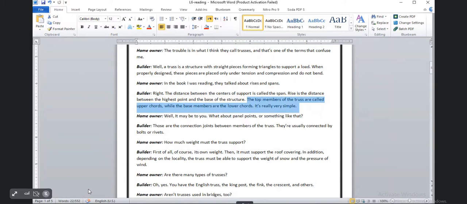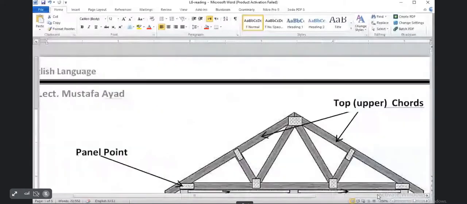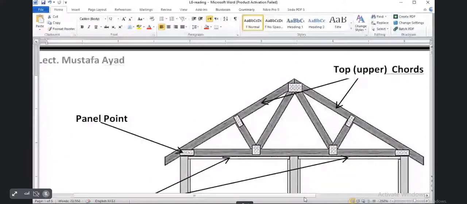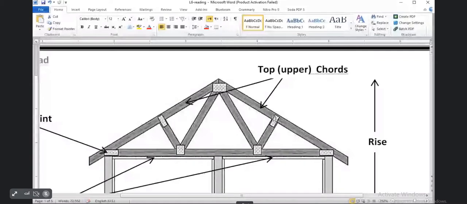Now, what do you understand of these parts? You said the top members of the truss are called upper cords, while the base members are the lower cords. So we have upper cords and lower cords. So what are the upper and lower cords? If we look at the picture, Barzan, look at the picture, and you also, students. Where are the upper cords? These are the upper cords. The top members. And the base members, they are called what? Bottom cords or lower cords?